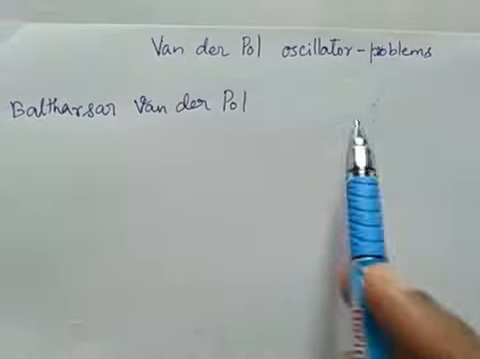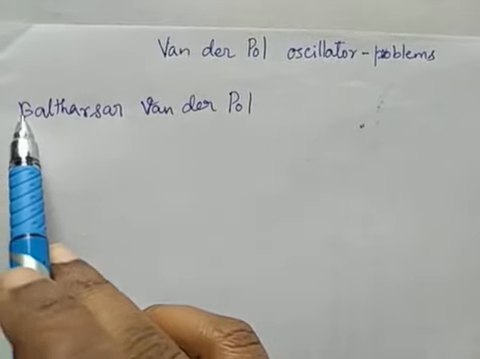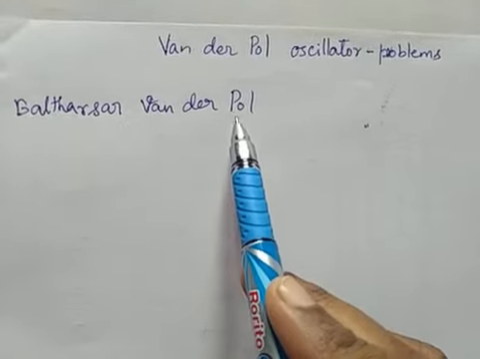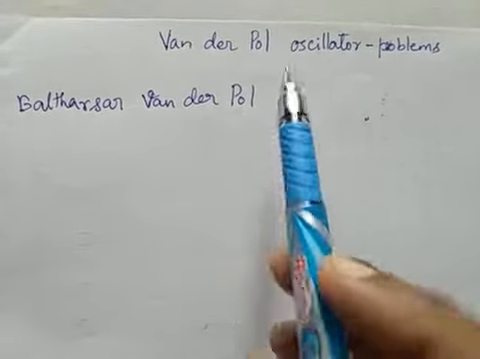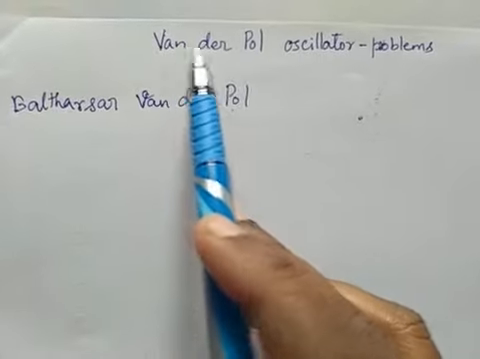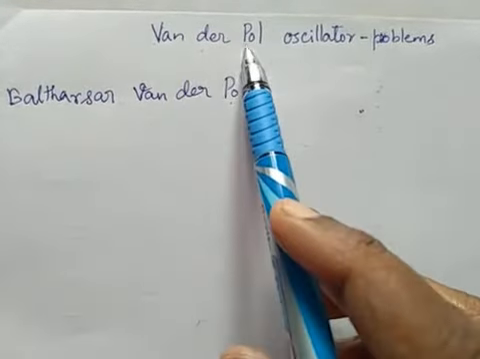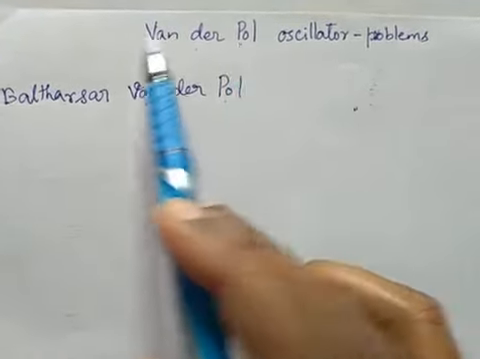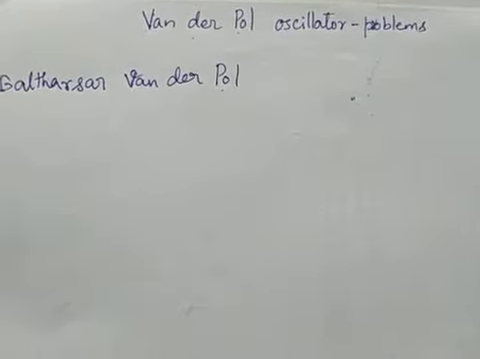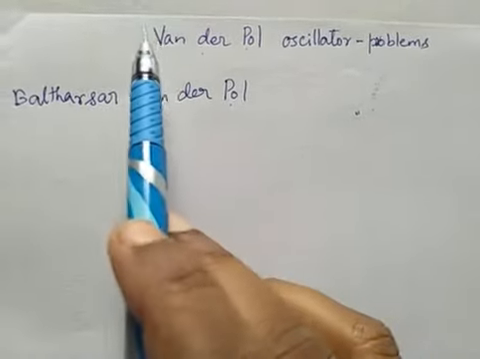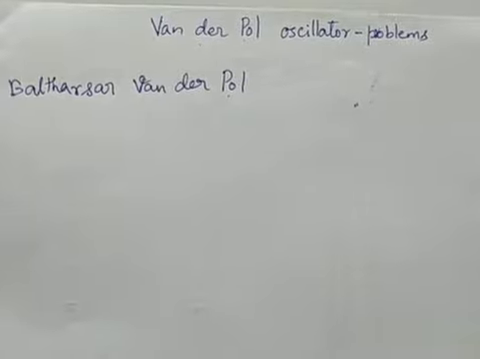So, when we write his name, B will be capital and P will be capital. While writing here also, V and D will be small letters. P will be capital if it is in the middle of the sentence. If it is in the beginning of the sentence, V will be capital.